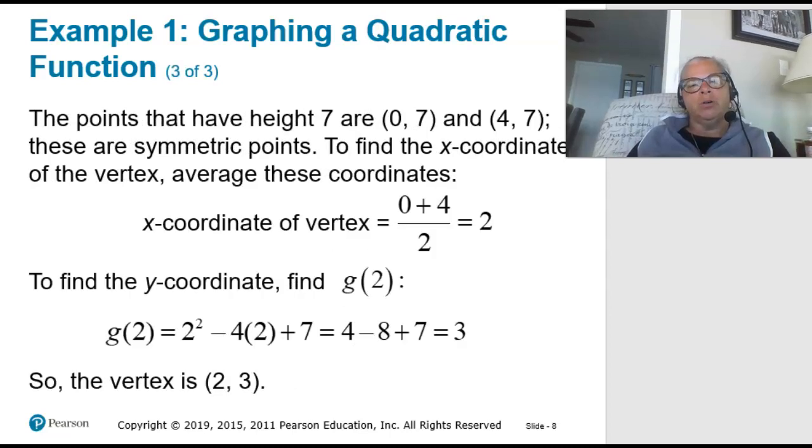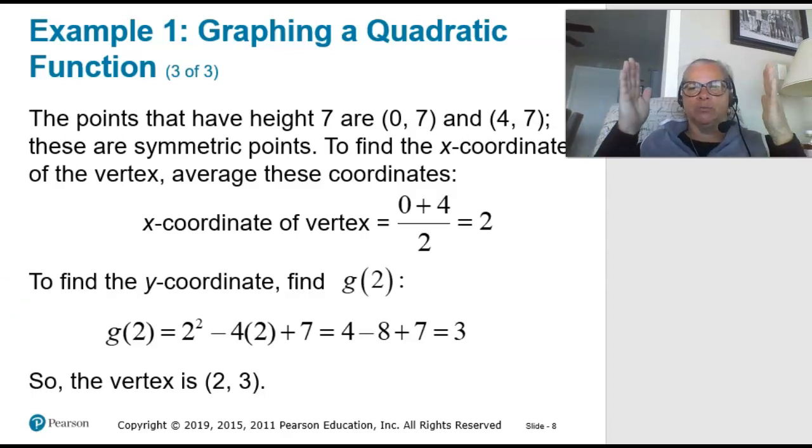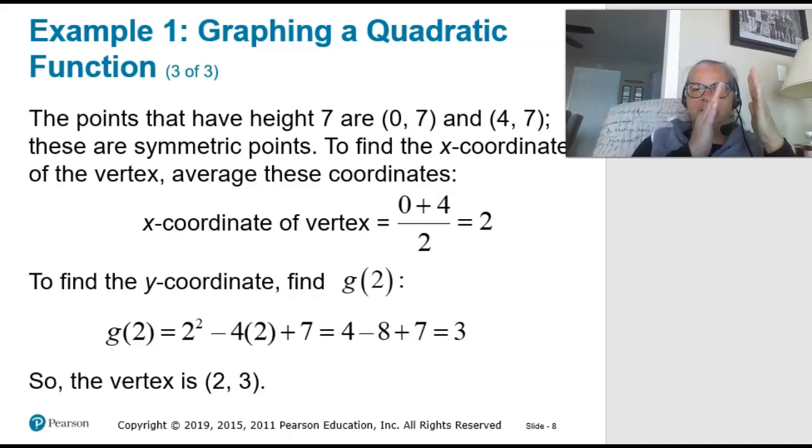So now we know that the points at the height of 7 are (0, 7) and (4, 7). We can find the symmetrical axis, or the line of symmetry, by finding what is in the middle of 0 and 4, because right in the middle of those two points will be the line of symmetry. So the point between 0 and 4 would be 2. Now we know that when x is equal to 2 is where that minimum is going to be.